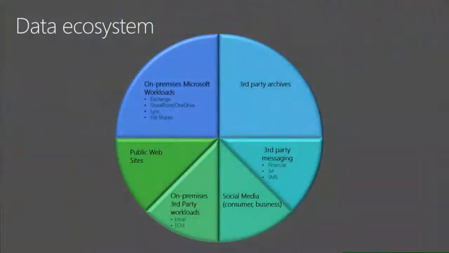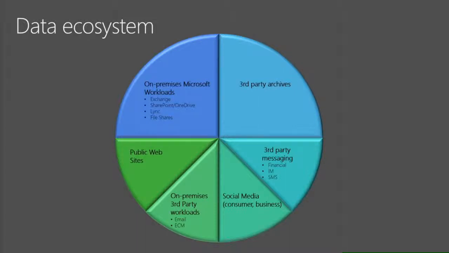All right, import. Where is the data located? If you notice, this is a pie chart, but it's not an accurate pie chart. But I just wanted to list out most of the things that we have today. We have on-prem workloads. You've got Exchange, SharePoint, OneDrive, you've got Lync, and then mostly file shares. File shares are such a bane because every time you do an e-discovery search, it becomes such a problem going through file shares. You've got your third-party archives, and then you've got your on-prem third-party workloads, for email and enterprise content management.